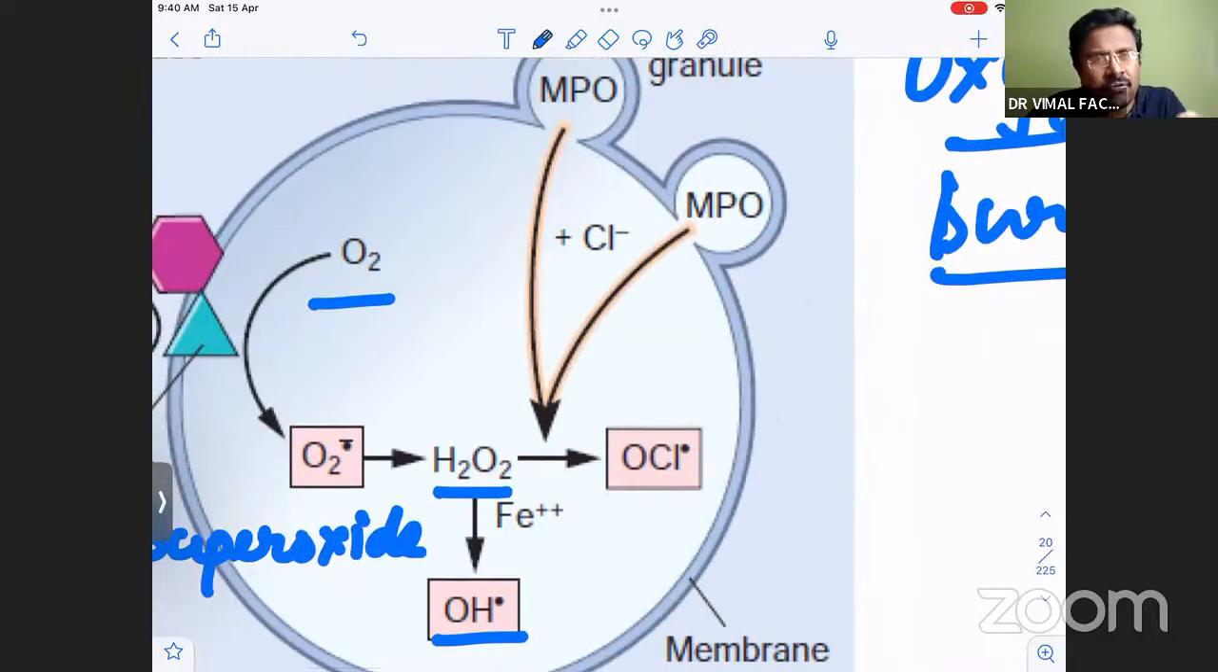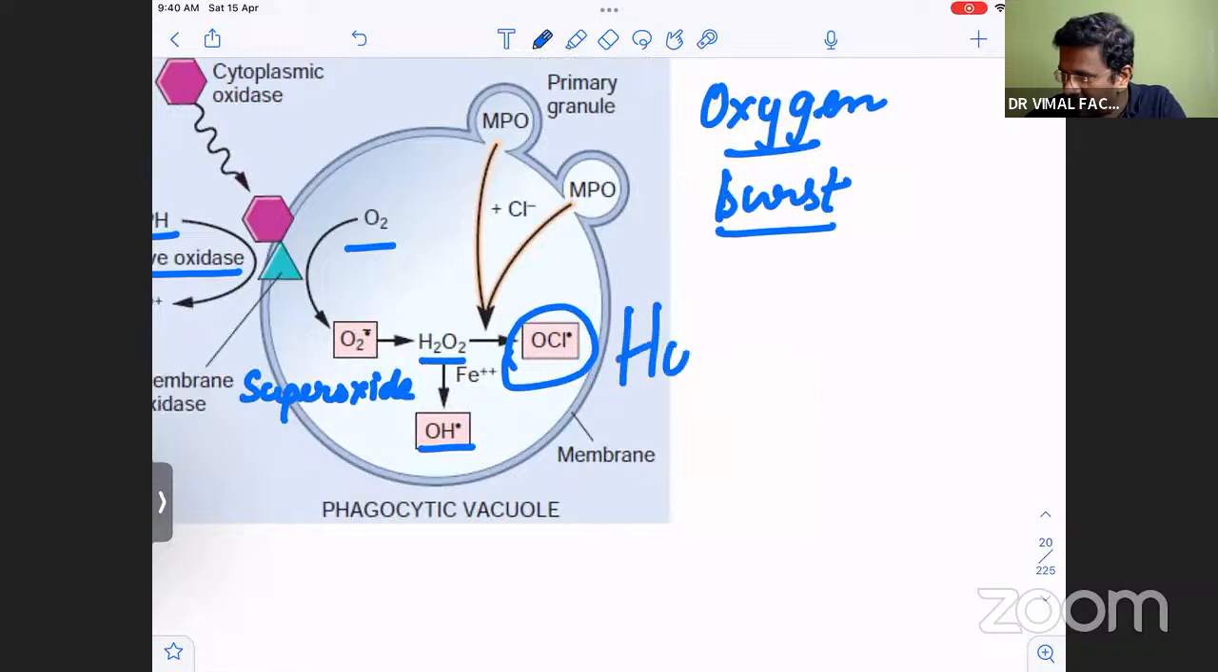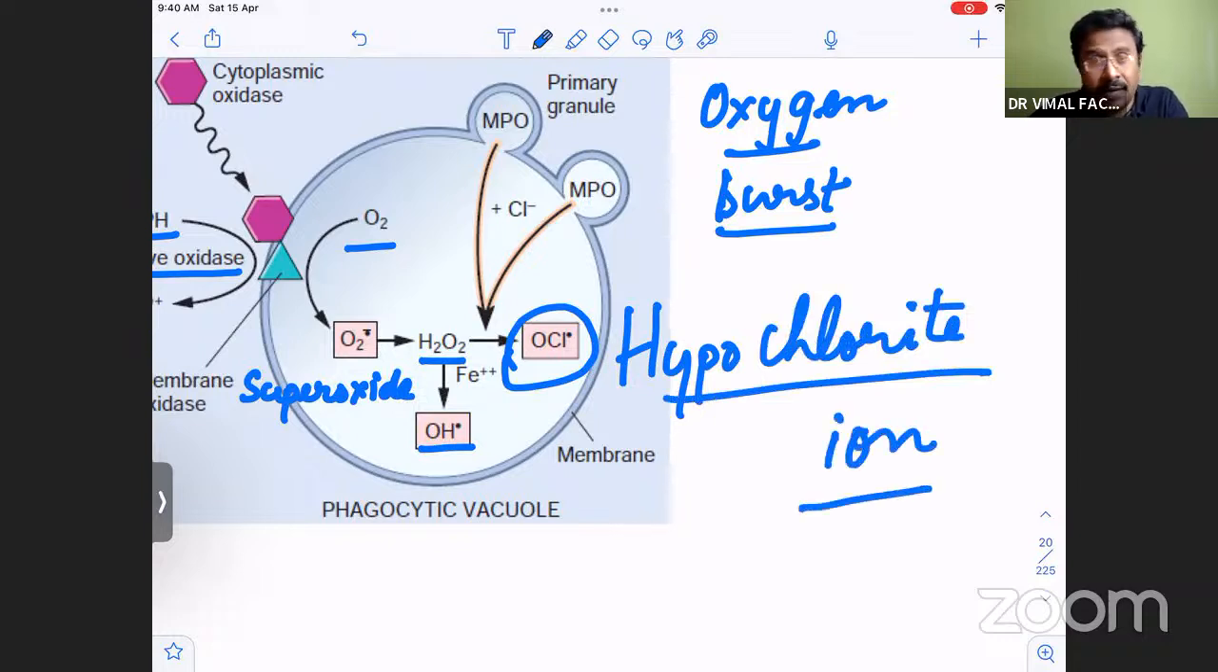Then in neutrophils, a lot of granules are there, containing myeloperoxidase. These myeloperoxidase granules convert this into hypochlorite ions. Listen carefully: this hypochlorite ion is needed because it is the most potent bactericidal agent. This free radical is what kills the bacteria. If hypochlorite ions are not there, that means the bacteria will not be killed.